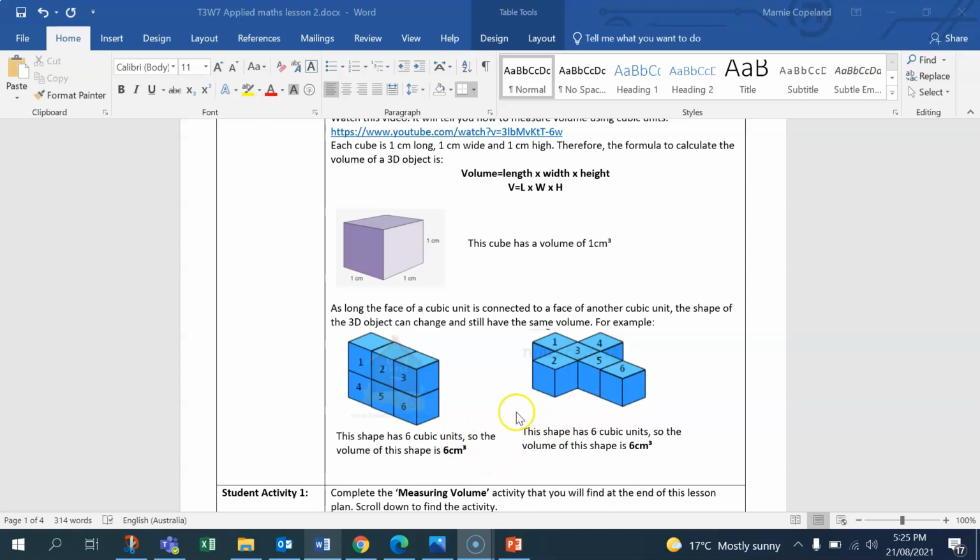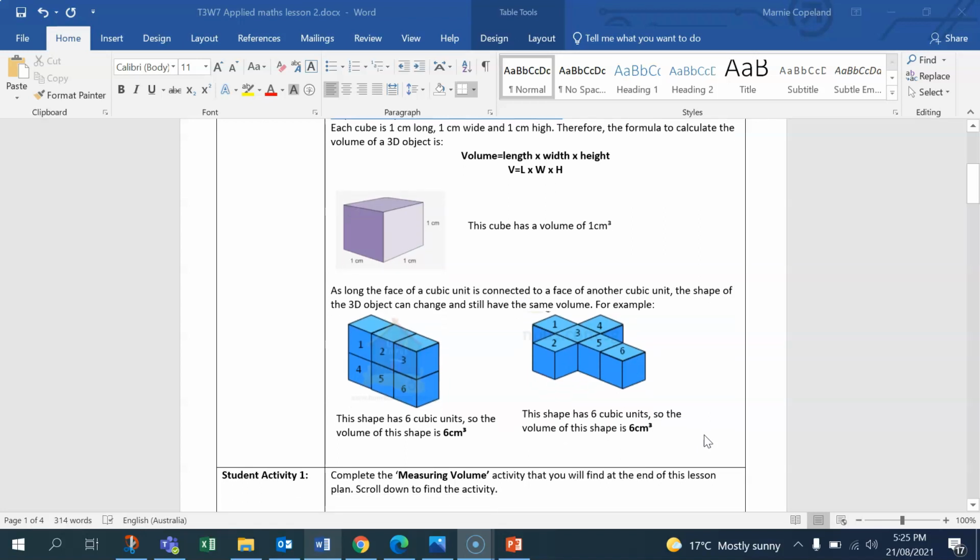This shape also has 6 cubic units, 1, 2, 3, 4, 5, 6. It also has a volume of 6 centimeters cubed. Don't forget to put that little 3 there. That indicates that you're measuring volume. So you need to be aware that different looking shapes will have the same volume, and we'll have a look at that in our first activity.